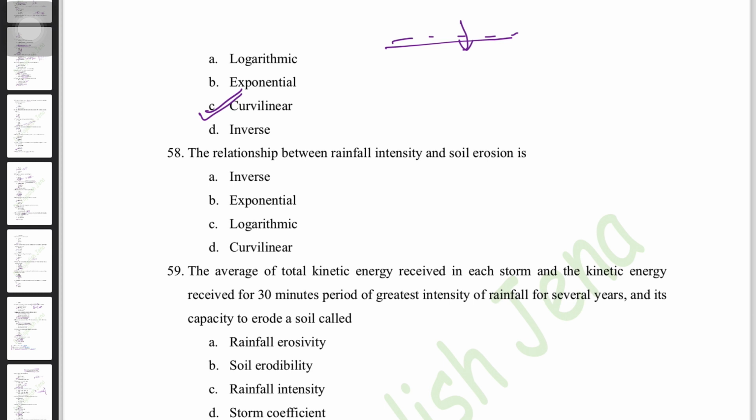Next question, the relationship between rainfall intensity and soil erosion, that is exponential. If you think of soil erosion on one axis and intensity of rainfall on the other, initially it will be linear, but after a certain point it will be exponential.